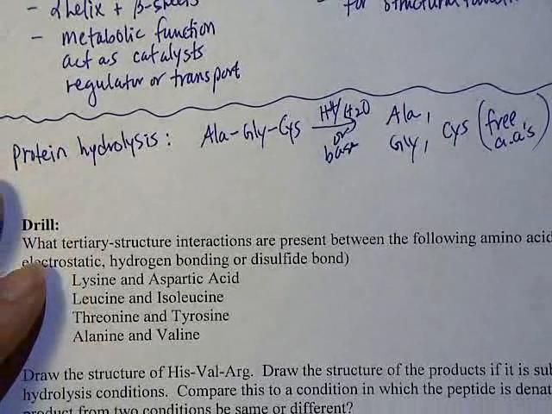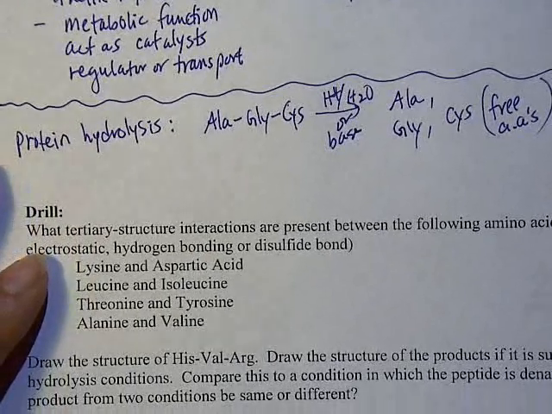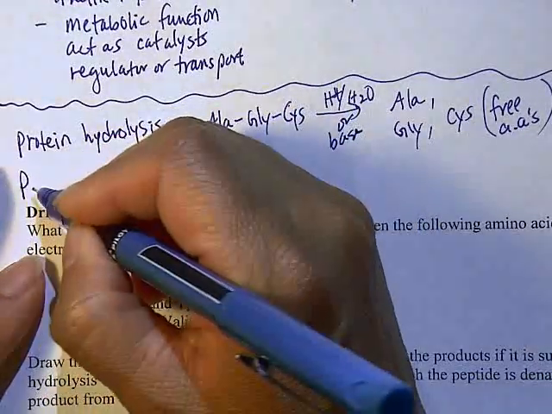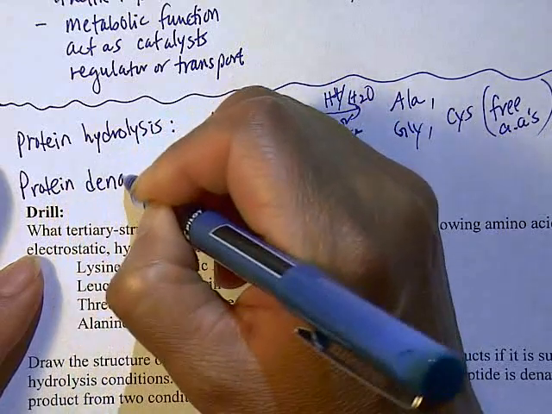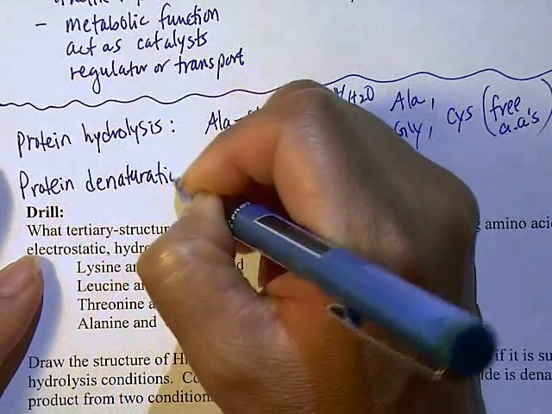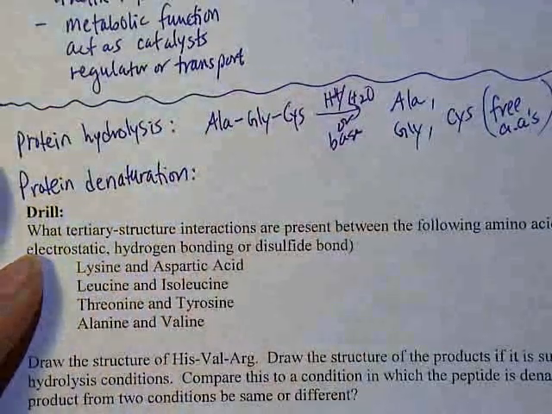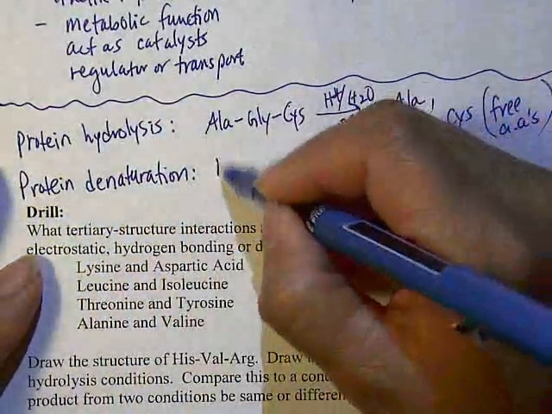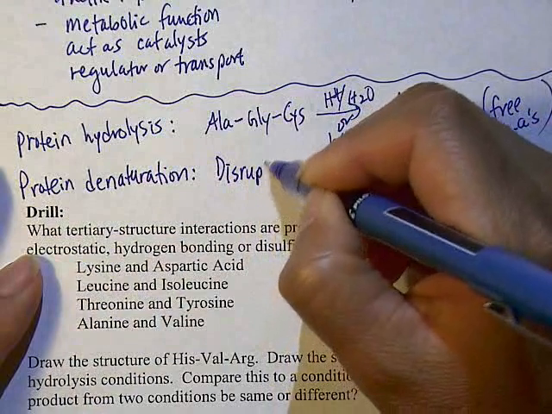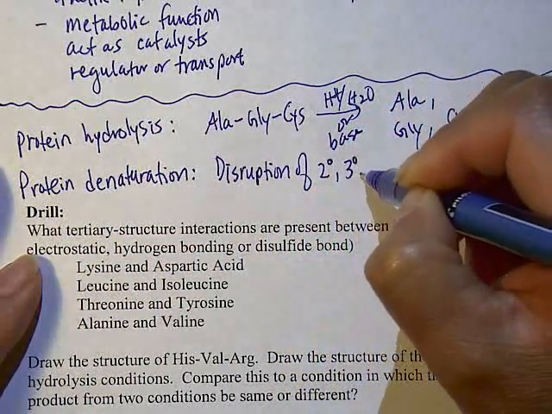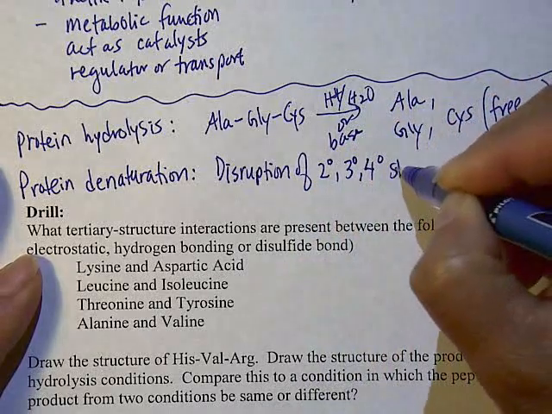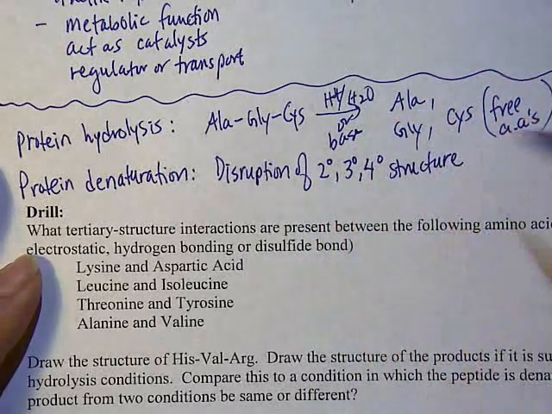Now, protein denaturization is something totally different. This is a disruption of the secondary, tertiary, and quaternary structure of a protein.